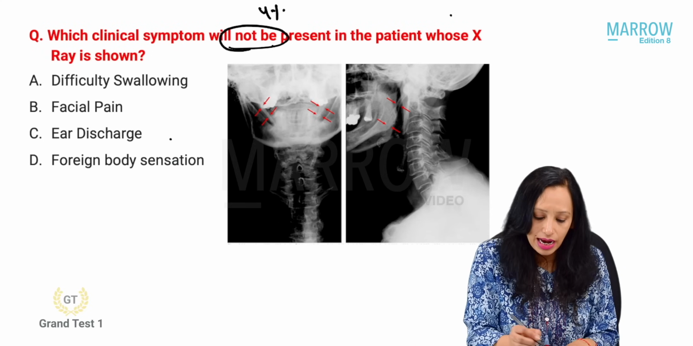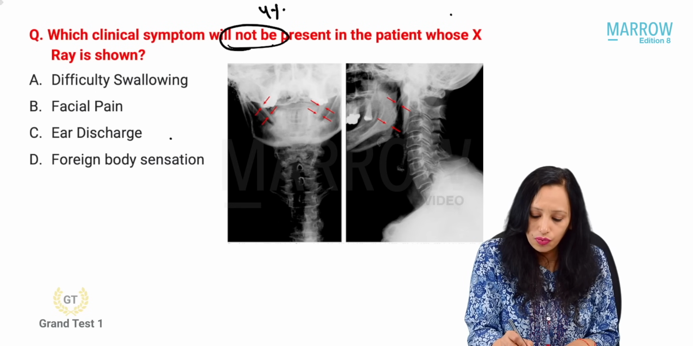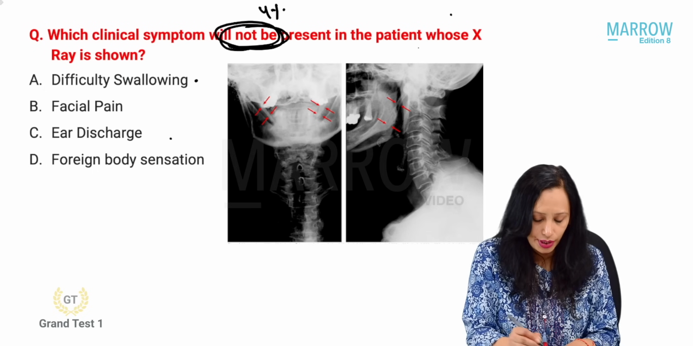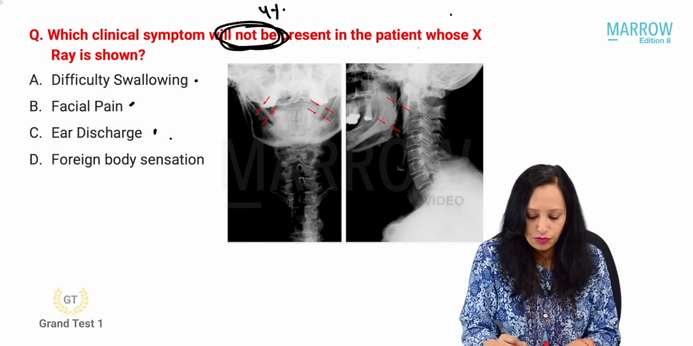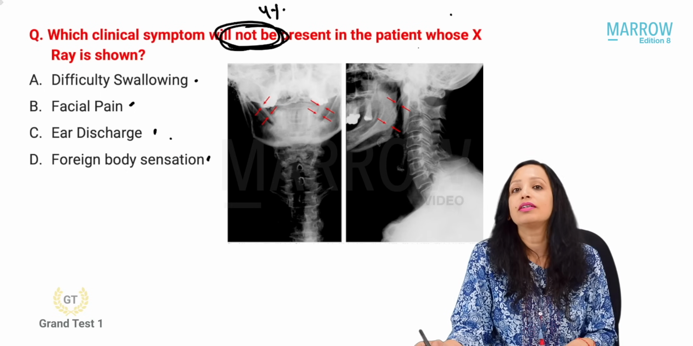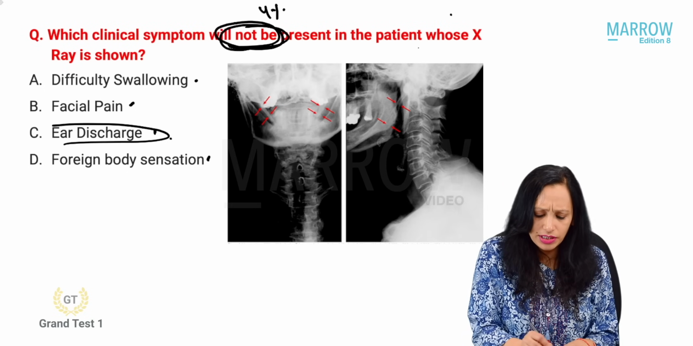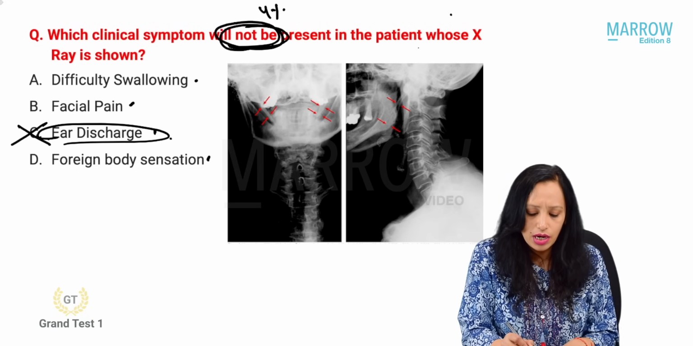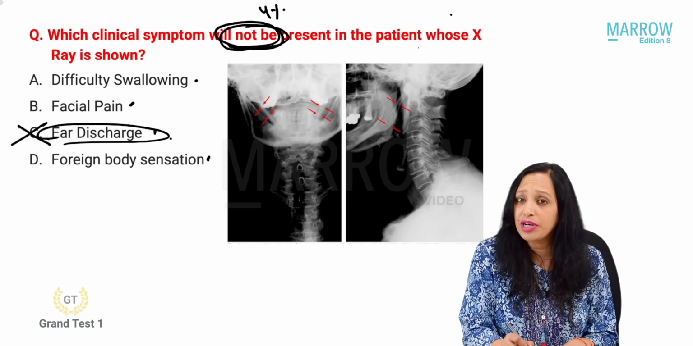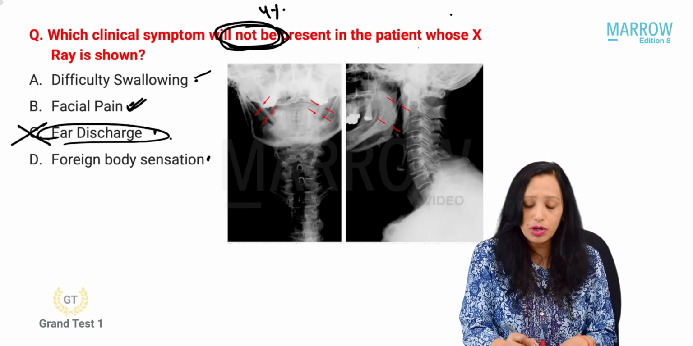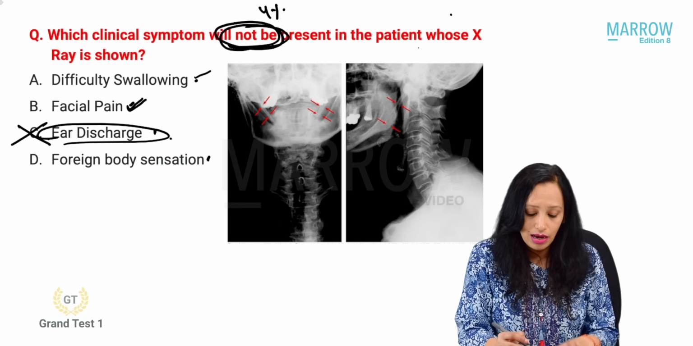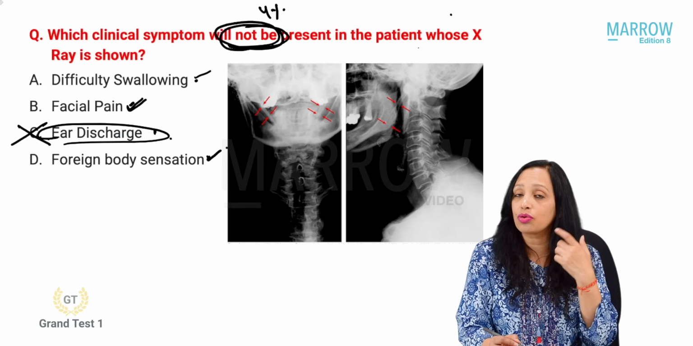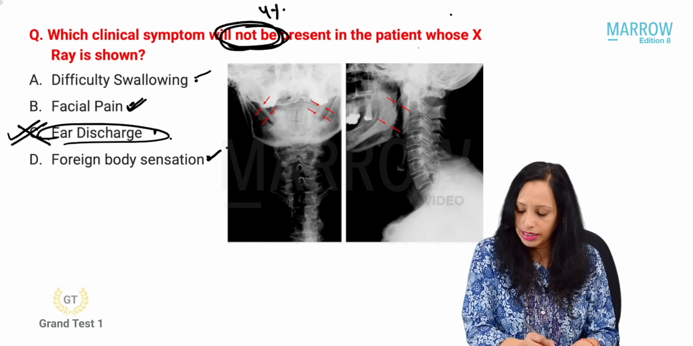Now, what is asked in the question is what will not be present in this patient. The choices: difficulty swallowing, facial pain, ear discharge, foreign body sensation. Why would ear discharge have to be present? If we have to choose one, we will choose the ear discharge. Swallowing will be very painful. There will be difficulty in swallowing and facial pain because of impingement of all these nerves around the styloid process. Foreign body sensation in the throat can be there. So the answer here is C.